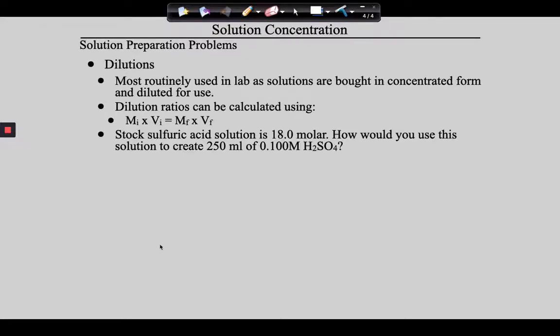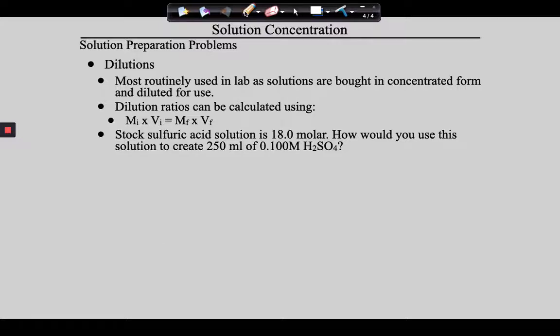So here we go. I don't think you need to write this down, but we are going to solve it. It says: stock sulfuric acid solution is 18 molar. How would you use this to create 250 milliliters of 0.1 molar sulfuric acid? We're going to solve this together. Join me in the calculation.